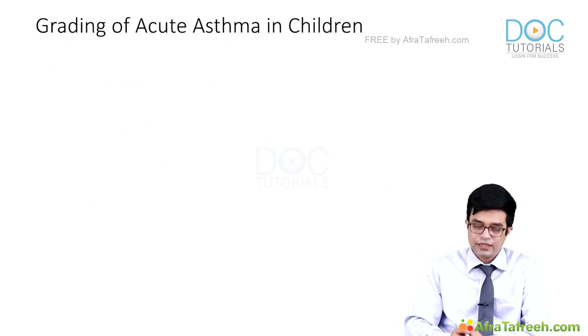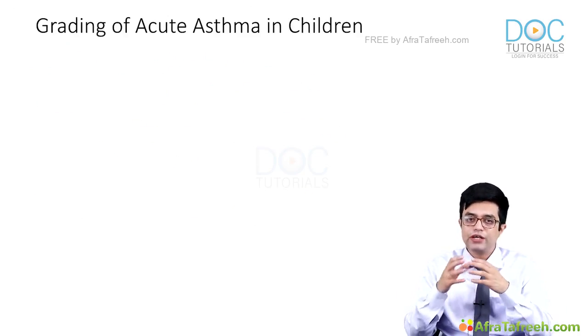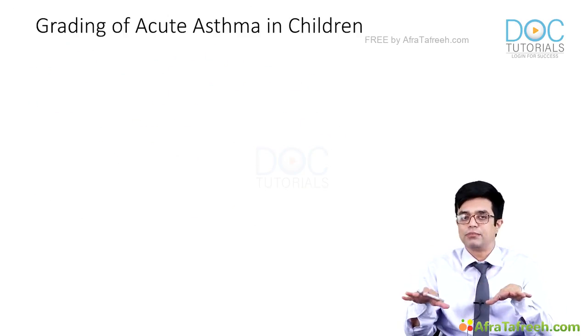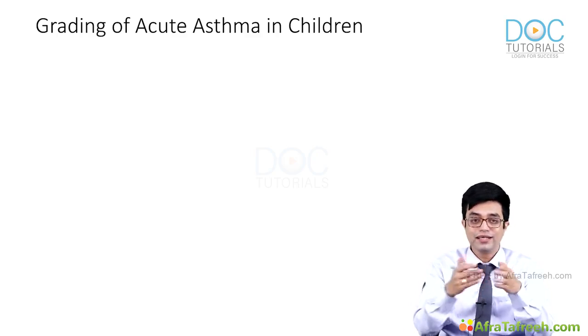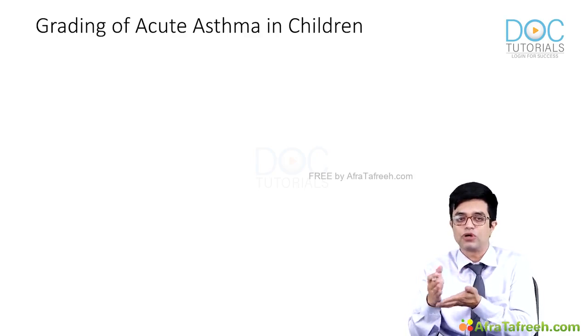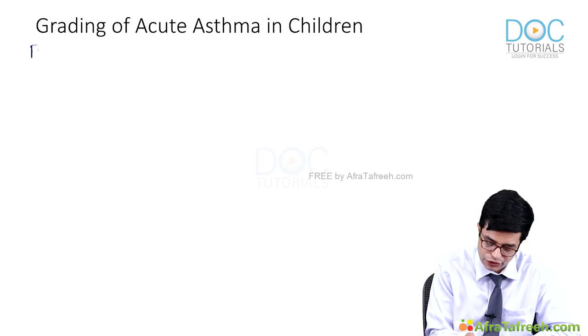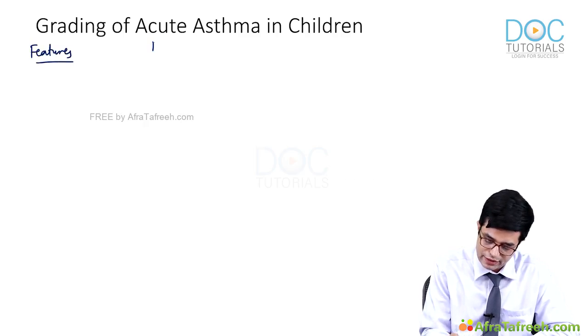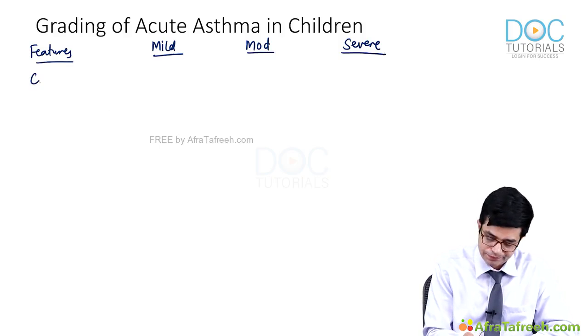Now let us talk about the grading of acute asthma in case of children. See, one was the diagnosis classification. Now is grading clinically of asthma, whether if an acute exacerbation has happened, it is mild, moderate or severe. So grading of acute asthma can be divided based upon a few features. So on one side you would write the features, then you would write 3 categories: mild, moderate and severe. First is color.